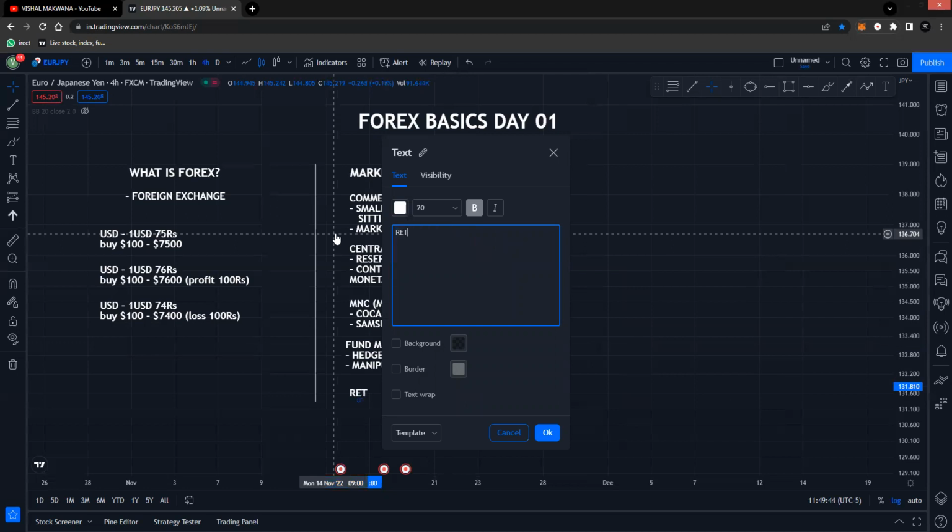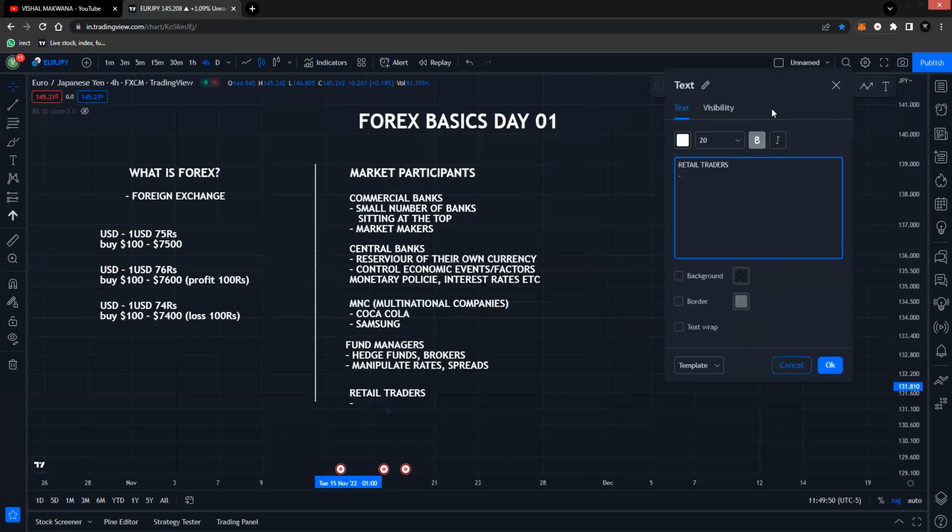Those are the retail traders. Now, what are retail traders? Retail traders, that means us, right? We are the retail traders. Any individual who independently trades or participates in the Forex market is a retail trader, right? That means there is no middleman. They are directly participating in the foreign exchange market, and these fund managers mostly trade against these retail traders, or you can say they manipulate rates and spreads so that retail traders lose their money.